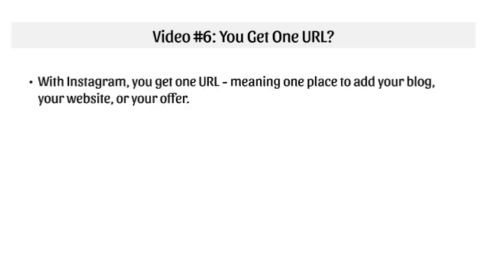So that's the reality with Instagram, you get one URL, meaning one place to add your blog, your website, or your offer. It's not like Facebook where you can create a post every single time and put a URL directly to your offer. You get one URL, so you got to choose it wisely.